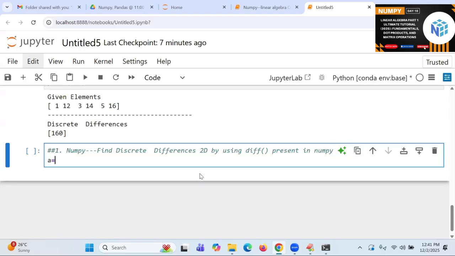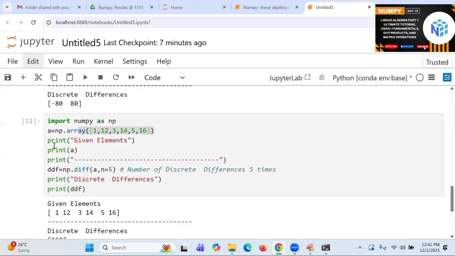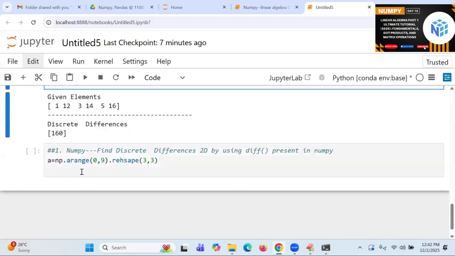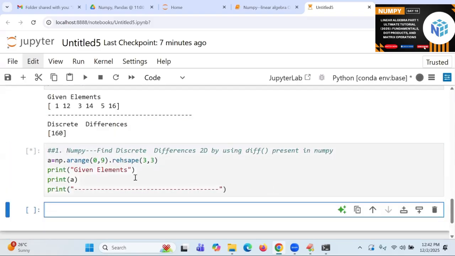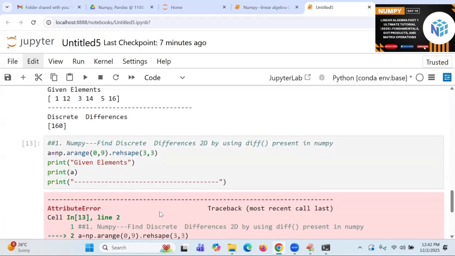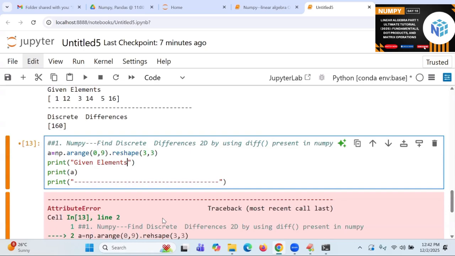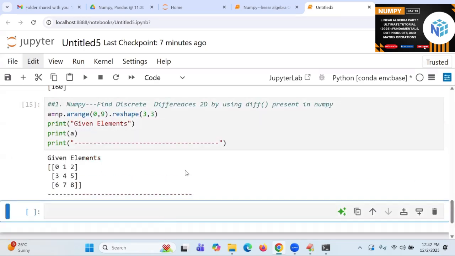Take one data. A is equal to np.array of, take some values, students. What are the values I'm taking? Directly I'll take it as np.arange of 0 comma 9, dot reshape of 3, 3. And print of this one. Before seeing the output, reshape, okay. Spelling and commas I will take care of. First you get the output.